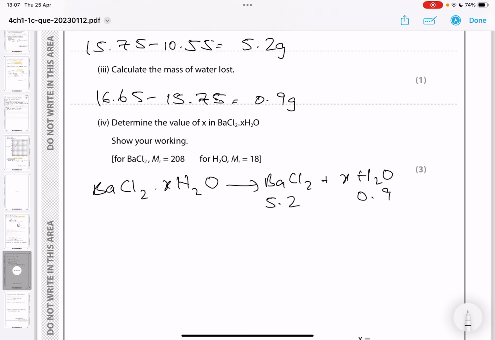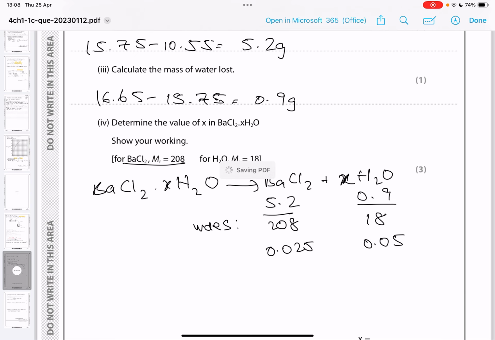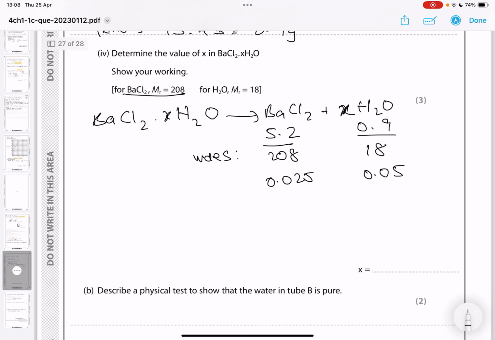So what you want to do first is work out the moles of each. So the moles of barium chloride and moles of water, and you can do that by dividing by the MR. So the MR of barium chloride is 208, they've given it to you here, and the MR of water is 18. Now if you divide that, you should get the moles of barium chloride as 0.025 and the moles of water as 0.05. Now to work out X, it's similar to finding the empirical formula, you divide by the smallest number. Okay, so you divide both by the smallest number, which is 0.025. So that will give you 1 and this gives you 2. So what that shows is that X is 2.